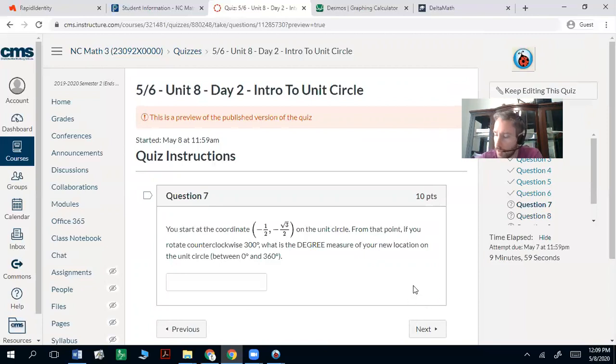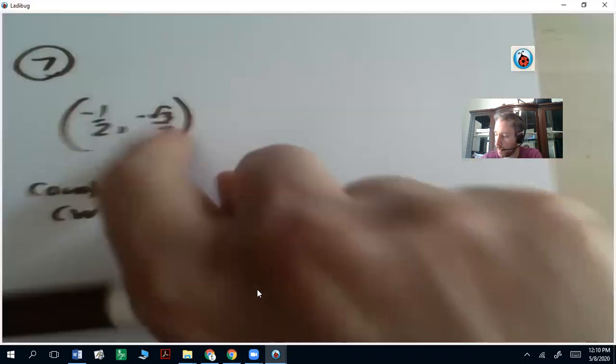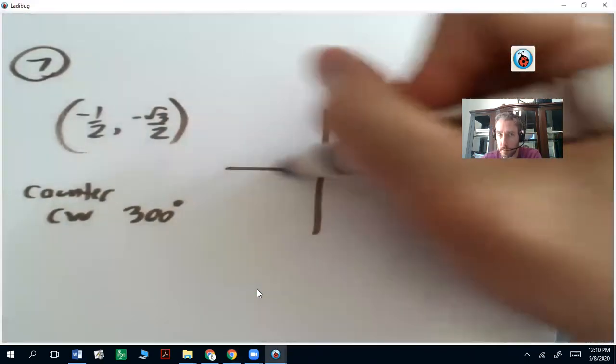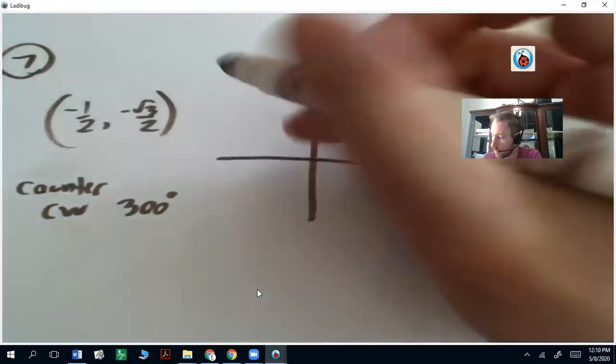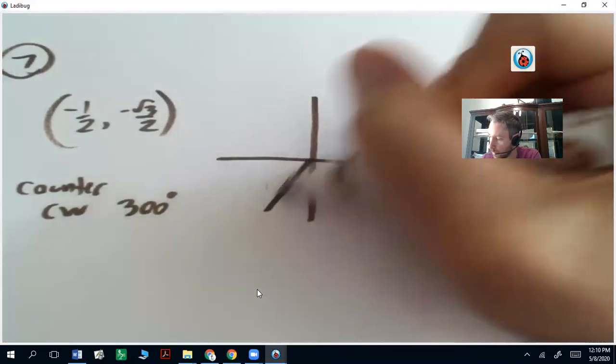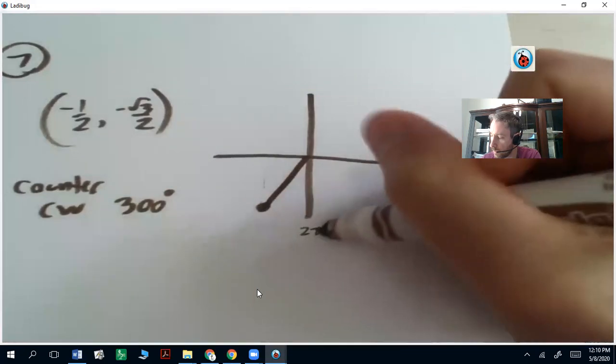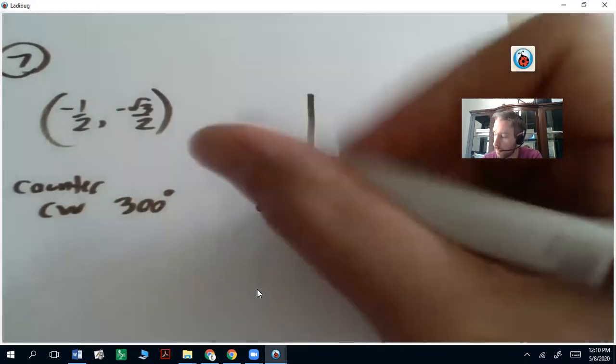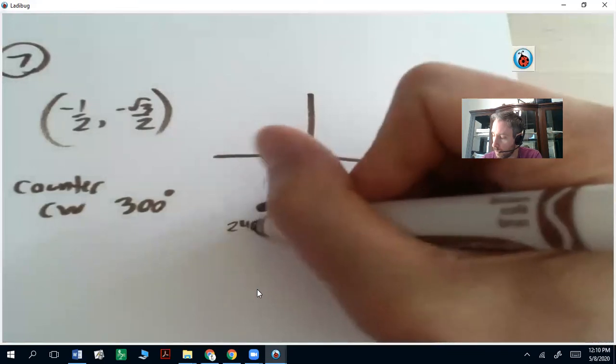All right, question number 7. You start at the coordinate -1/2, negative square root of 3 over 2. You rotate counterclockwise 300 degrees. Where do we end up? What's the degree measure? All right, so where is that? See, negative, negative. Negative 1/2, negative square root of 3 over 2. That's down here. This is 270, so that's 30 less. 240. If you don't believe me, look it up on the unit circle.